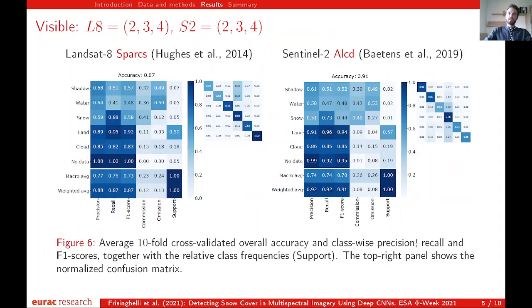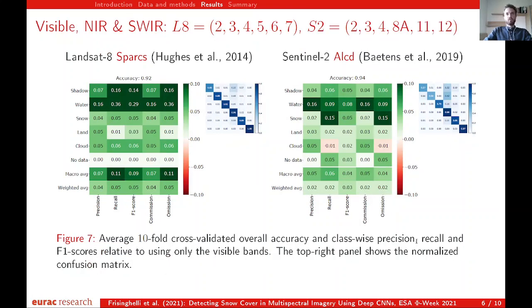First we have assessed the impact of the different spectral bands on the classification accuracy of the network. For example, figure 6 shows the overall and class-wise performance of the network when only using the visible spectral bands, where we can achieve an overall accuracy of around 90% on both datasets. Now, when training the network additionally using the infrared bands, we can further increase precision and recall for each class and the overall accuracy to above 90% on both datasets.